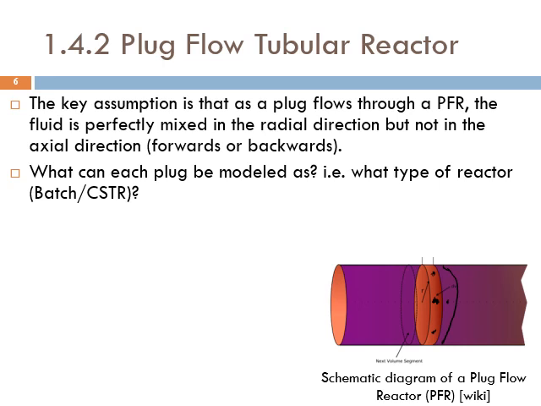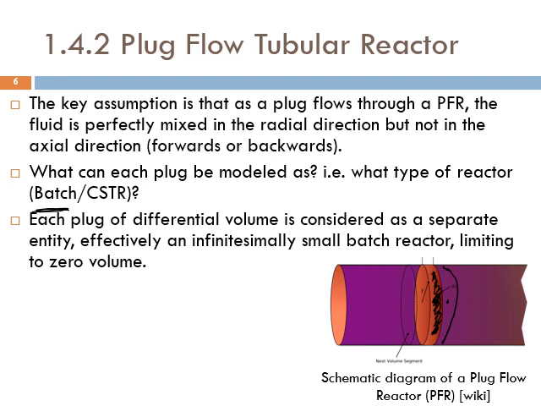Let's look at the plug. For each plug, is there any input or output? Is there any backward or forward mixing? Of course not, right? So the plug is actually isolated when it comes to mass. There's no mass coming in, there's no mass leaving out, which means it's like a batch reactor, right? Especially since we said it is well mixed. Each plug is well mixed, which is again a property of a batch reactor.